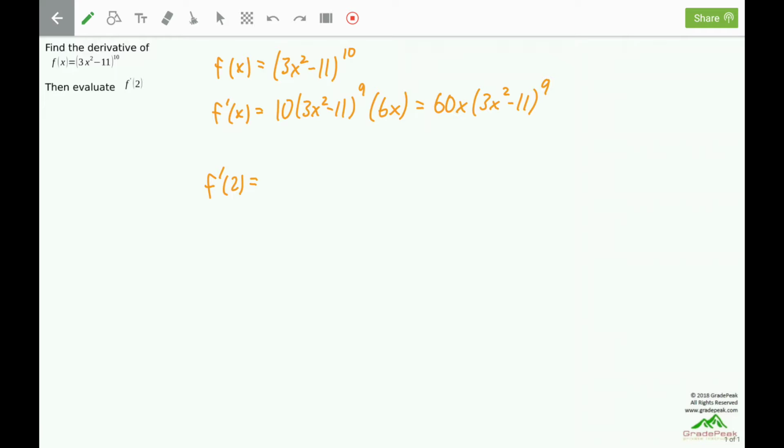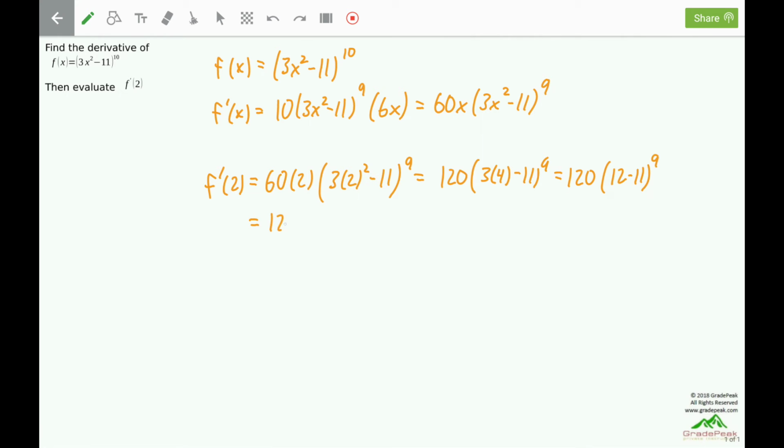F prime of 2 means to plug a 2 in for every x, so that'll give us 60 times 2 times (3 times 2 squared minus 11), that entire thing to the 9th. 60 times 2 is 120. 2 squared is a 4, so we'll have a 3 times a 4 minus 11 to the 9th. 3 times 4 is a 12, so 12 minus 11, all that to the 9th.